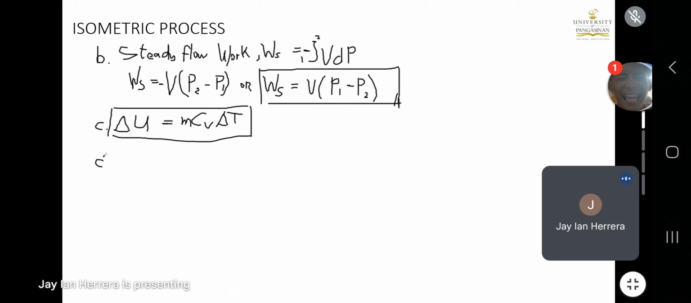Next is change in enthalpy naman. So delta H. Kahit anong processes din to, this will always be m Cp delta T. At the same time, ganun din si change in internal energy. Laging m Cv delta T. Any process.